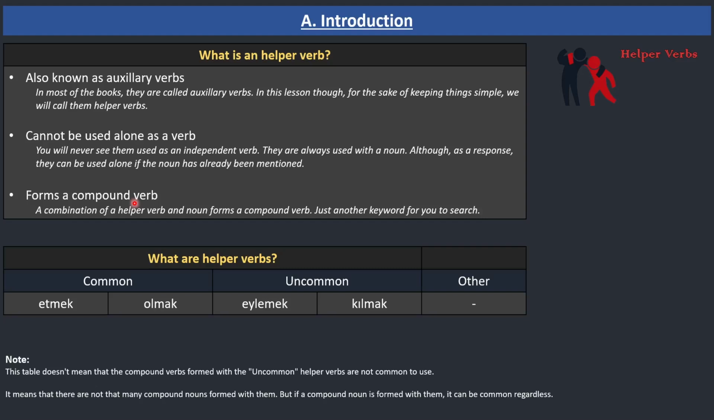Peki helper verb'ler nedir? What are helper verbs? Like what are the examples of them? I put them in three categories. Birinci kategori, the first category, common yani yaygın olanlar. İkinci kategori, second category, uncommon yani yaygın olmayanlar. Üçüncü kategori, other, diğerleri. Okay? Önce etmekle başlıyoruz. Sonra olmak, sonra eylemek, kılmak ve birkaç tane daha öğreneceğiz.